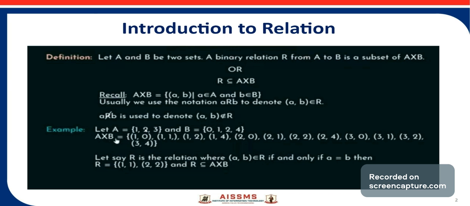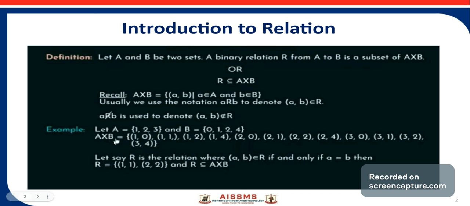Now the second element from the set A is 2. So (2, 0), (2, 1), (2, 2), (2, 4). The third element from the set A is 3. So (3, 0), (3, 1), (3, 2), (3, 4). This is nothing but A cross B, that means the Cartesian product of sets A and B.